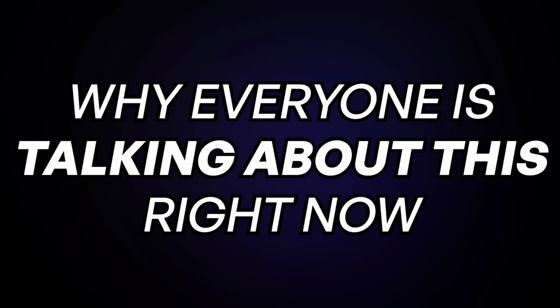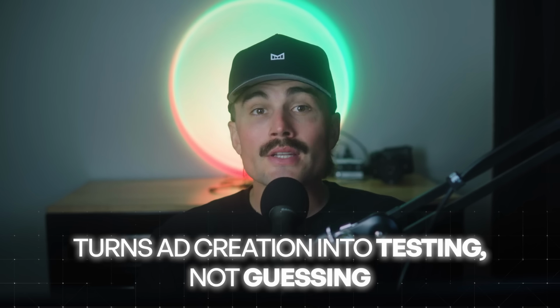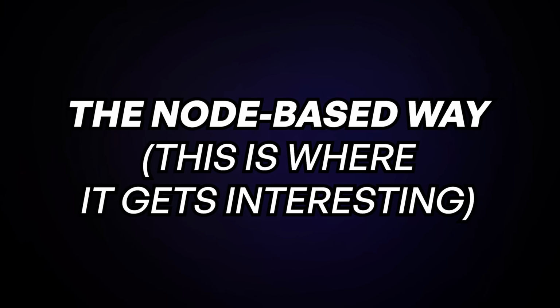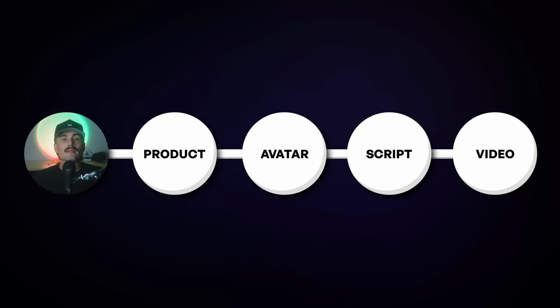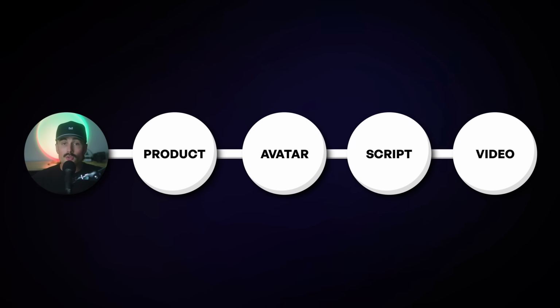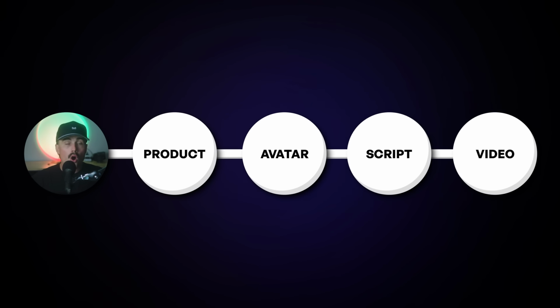Why is everyone talking about this right now? Why are e-commerce brands and marketers suddenly switching to this? Because it turns ad creation into structured testing instead of guessing. And once you understand that, you get why this keeps coming up. The node-based way. This is where it gets interesting. Instead of rebuilding the entire ad every single time, you build it once, as a system. Everything lives on one canvas. You've got your product node, your avatar node, your script node, your video node, all connected together.